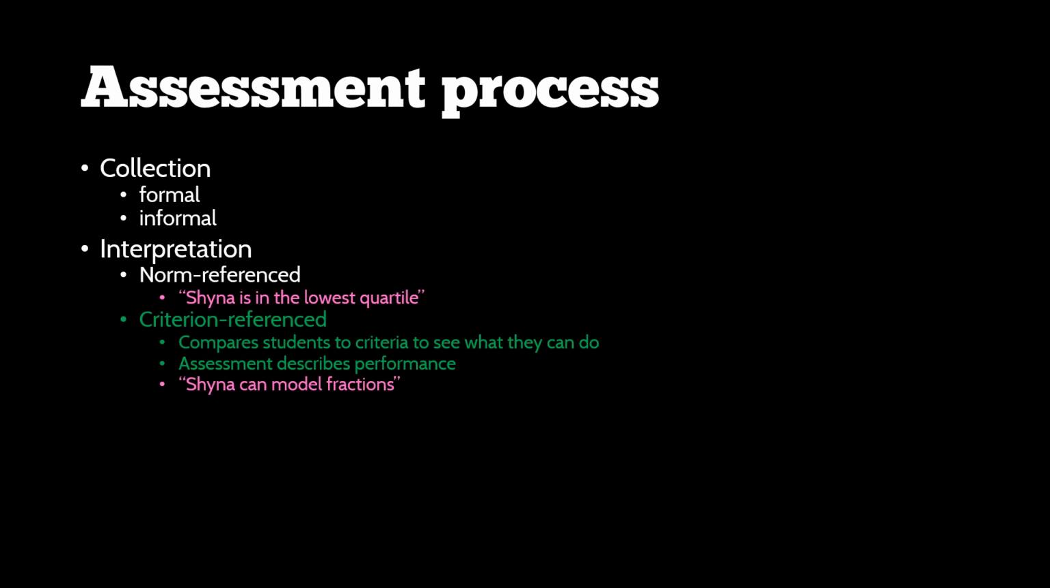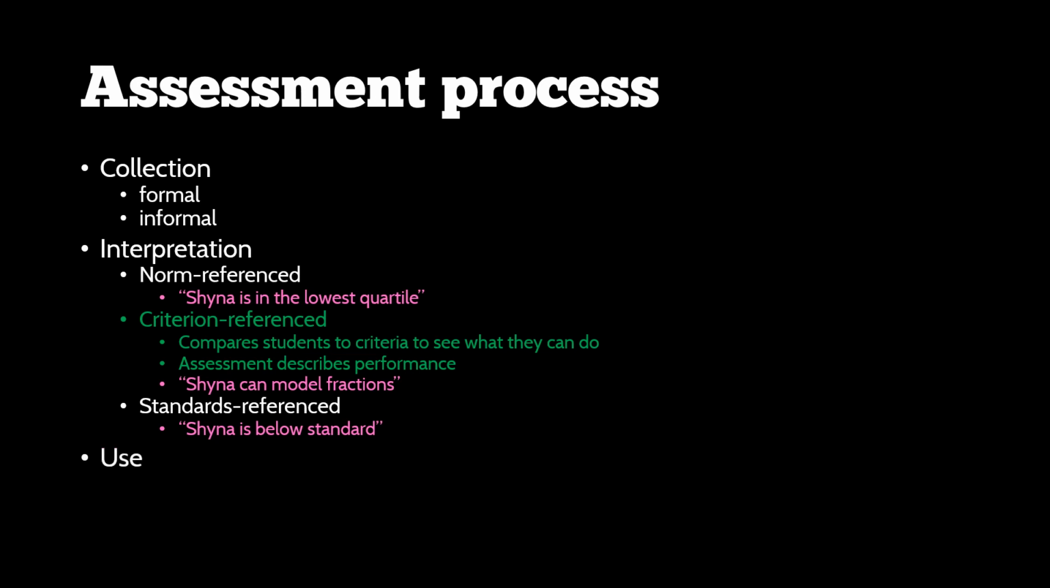So, for example, the statement about Shiner in criterion referenced interpretation would be Shiner can model fractions. It's simply telling somebody what they are capable of doing. The third one is standards referencing, which is kind of similar to norms, and that would be Shiner is below standard. So you also see that used in the curriculum as well. There's a standard for a certain year level, and either students are at that standard or not. We've highlighted in green criterion referencing because we've found that is the one that produces the most student growth.